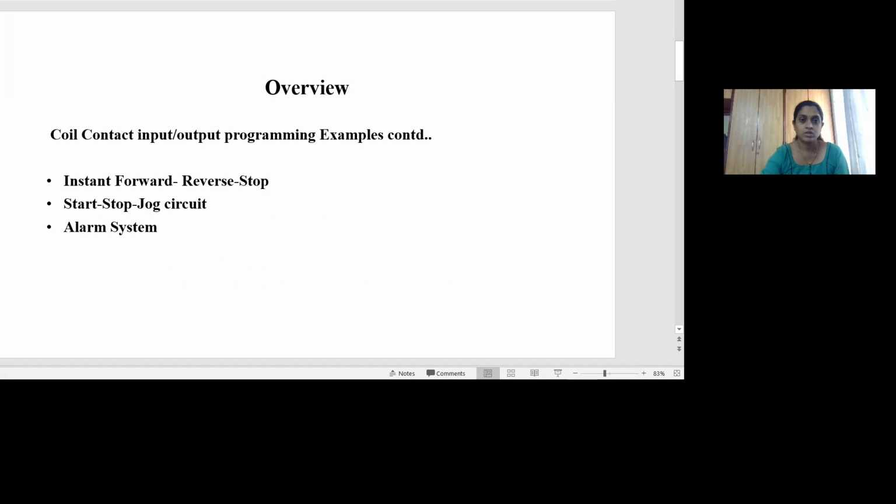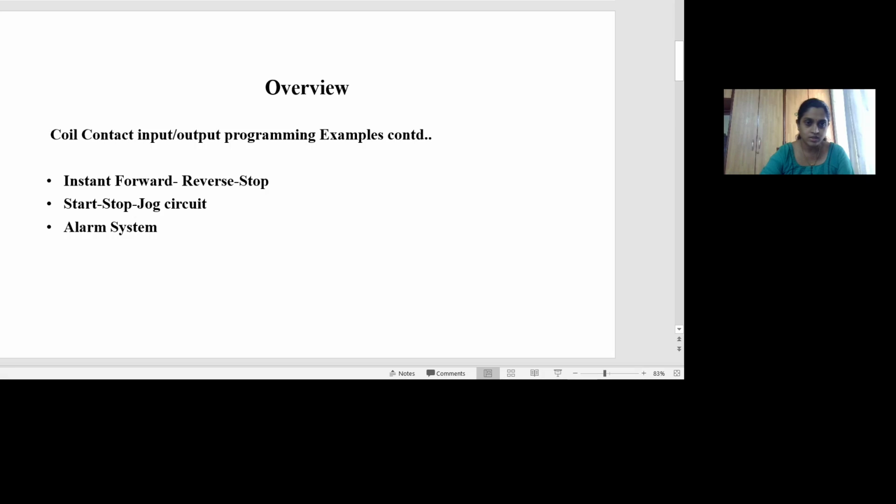So in this session, I will be describing the instant forward reverse stop circuit. Then we'll move on to the start, stop, and jog circuit. And at last, I'll be discussing the alarm systems.